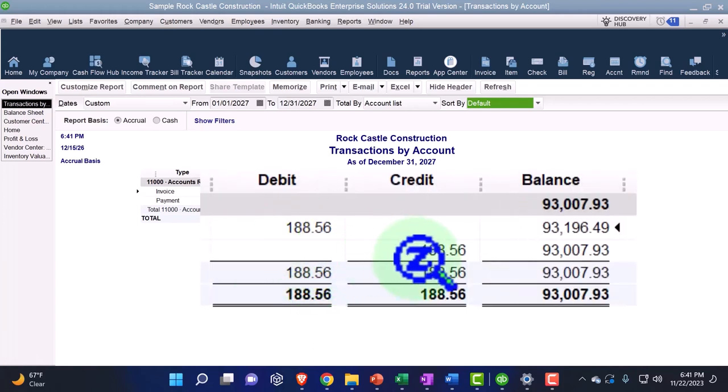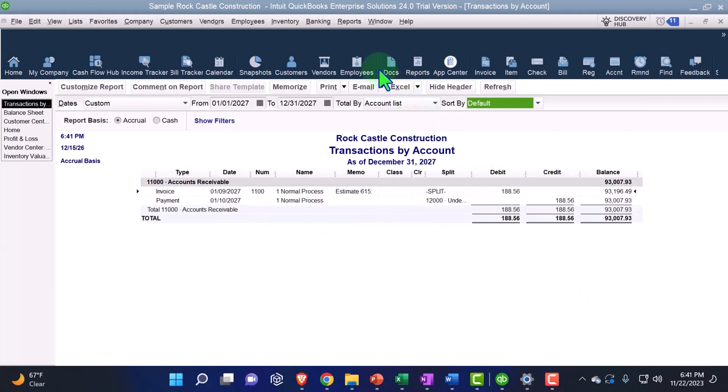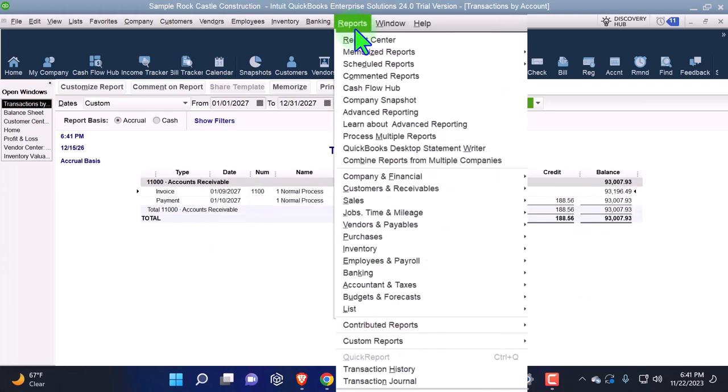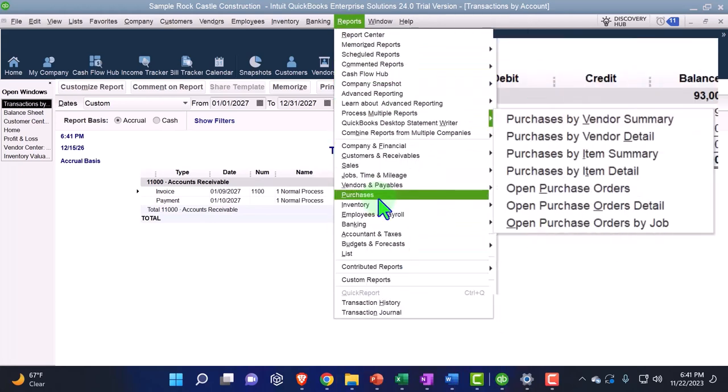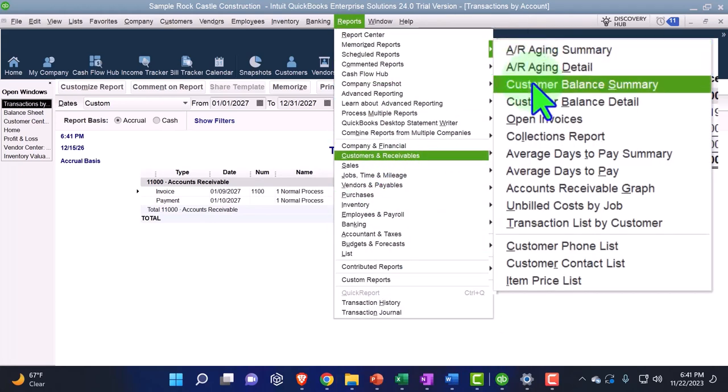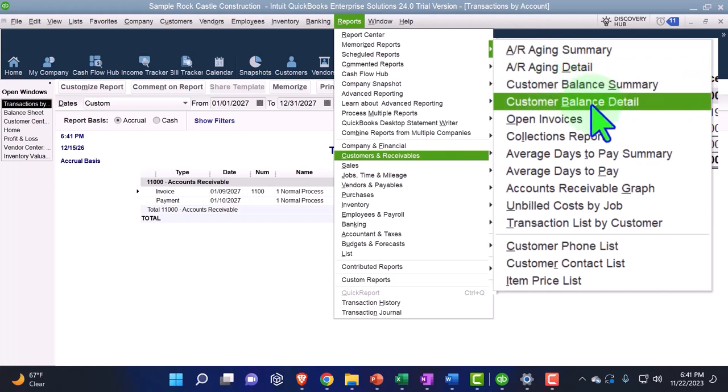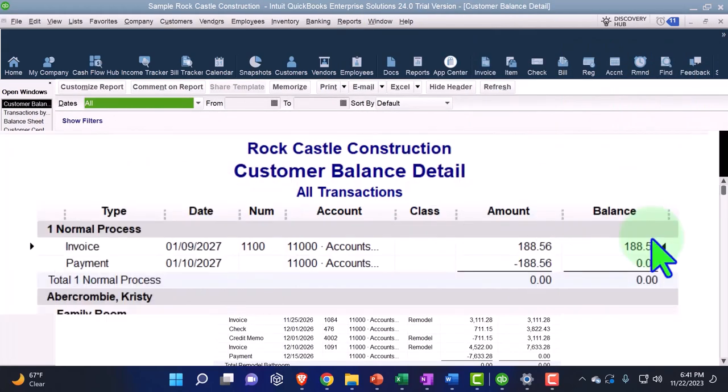And of course, we can track that on the subledgers with reports. If I go to the reports drop down and go to the customer receivables, let's go to the customer balance detail report. And so now you've got the normal balance. It's going up, it's going down. We can see all the activity. It's very clear, very nice, very tidy.